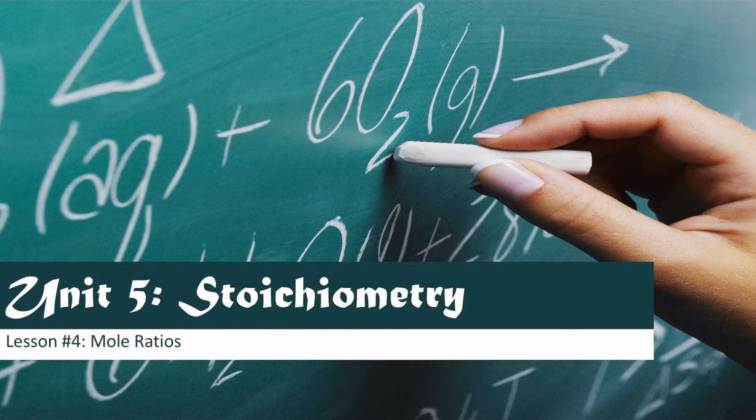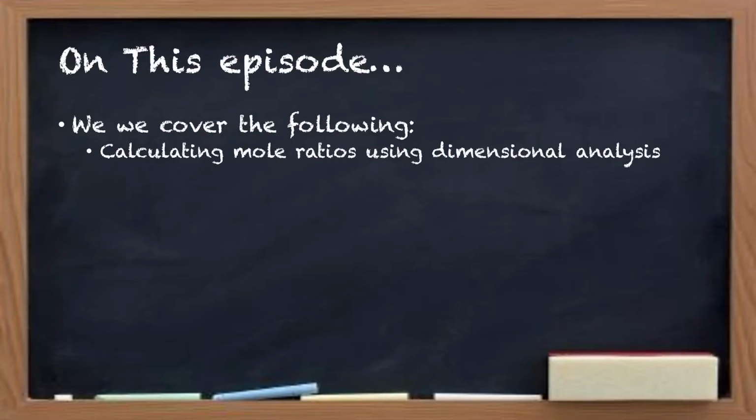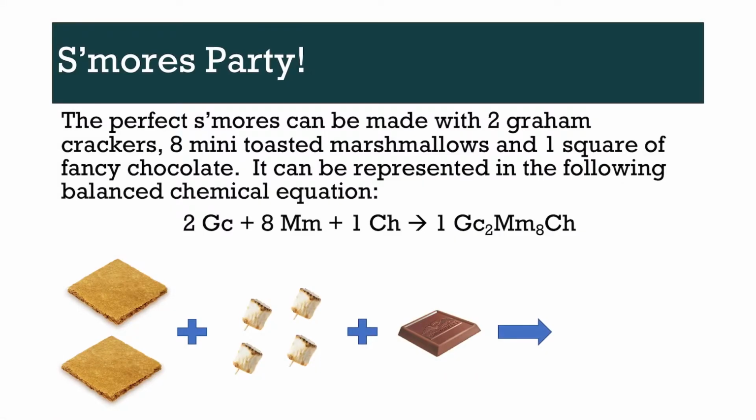Hello, welcome back. Today our lesson is called mole ratios. This is lesson 4 in unit 5. In the last video we talked about conservation of mass and how to determine missing pieces in a reaction. Today we're going to further apply these balanced reactions and use them to calculate mole ratios by using dimensional analysis. This sounds really complicated and really scary, but let's think about it like this.